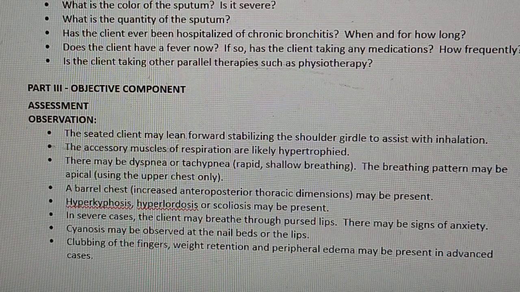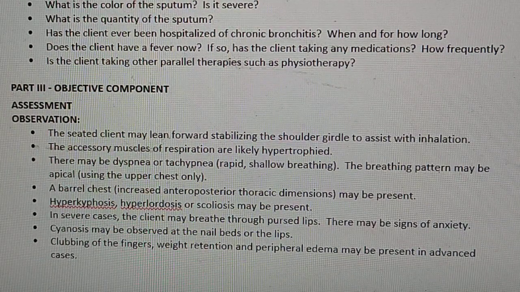Okay, there may be signs of anxiety and cyanosis, which is the bluish discoloration of the skin in the hands or feet. It may be observed at the nail beds or the lips. Okay, the clubbing of the fingers, fluid retention, and peripheral edema. The ends of the limbs may show swelling in advanced cases.